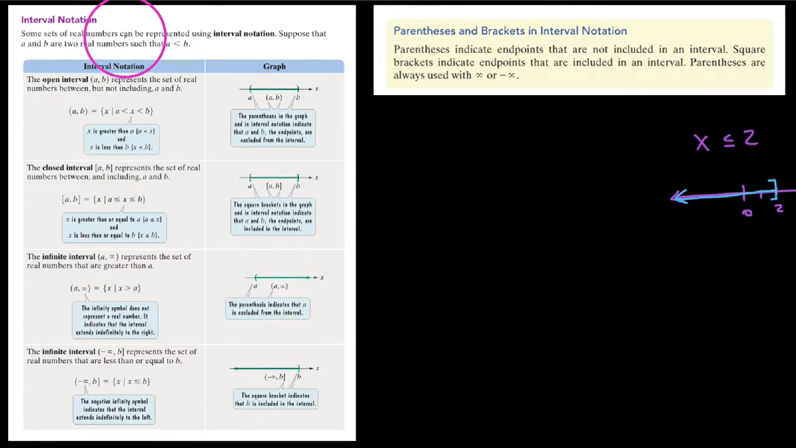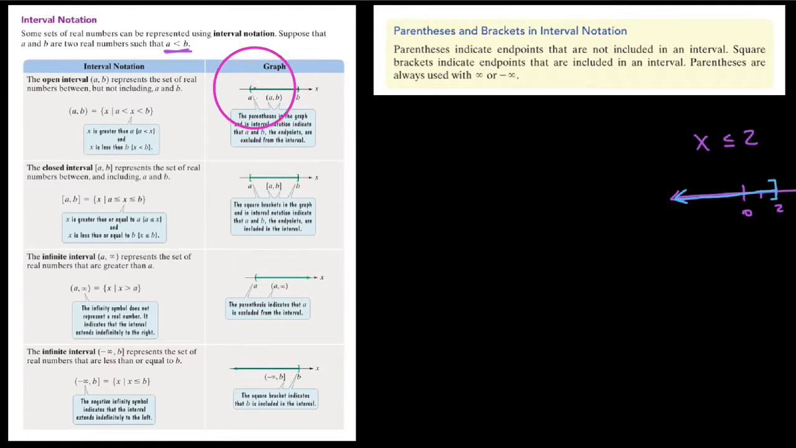It says some sets of real numbers can be represented using interval notation. It says suppose that A and B are two real numbers, and all this tells us is that A is to the left of B on the number line here. But essentially, we could say that we have either open or closed intervals. You'll hear this a lot of the time.